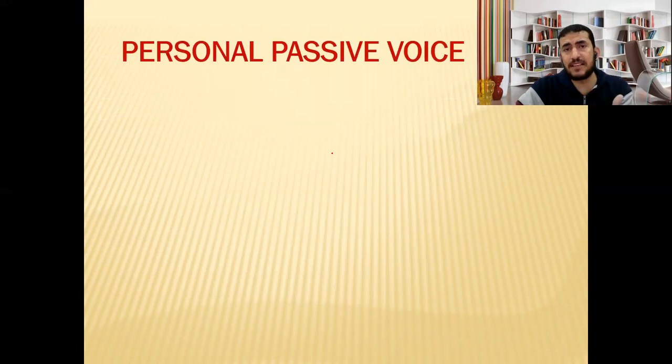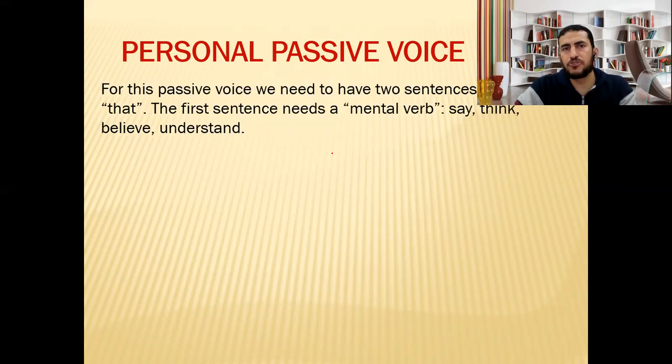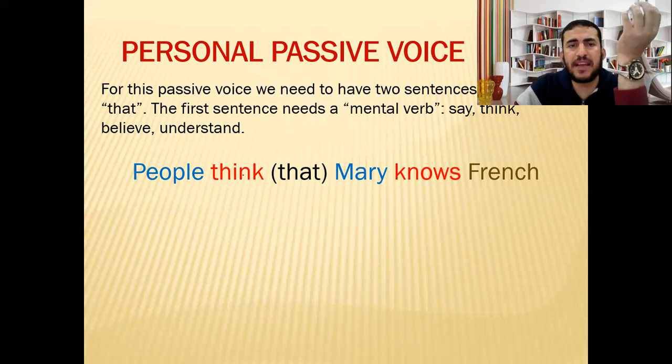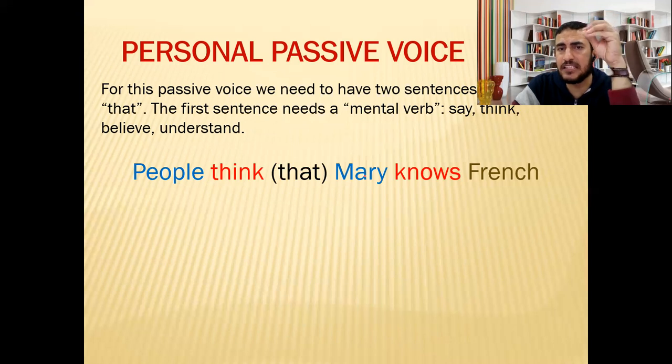Let's go now to personal passive. Personal passive voice means that you begin your passive sentence with a personal pronoun. Look at this sentence. People think that Mary knows French. People think or believe or say that Mary knows French. Now the verb is think, and the person we are talking about is Mary. The main verb is knows, a verb in the present simple.